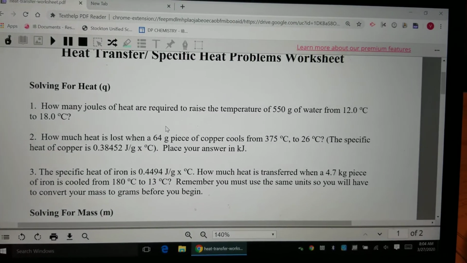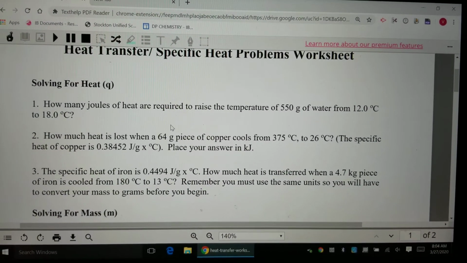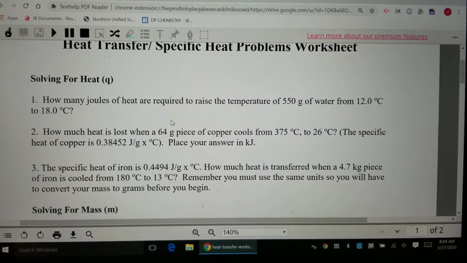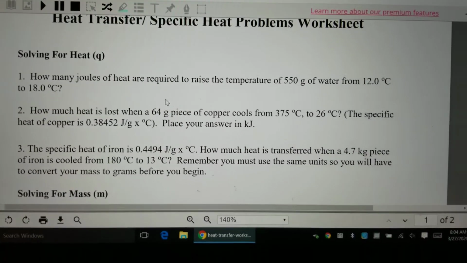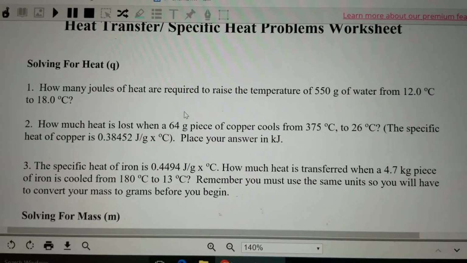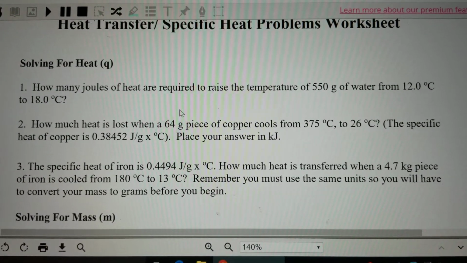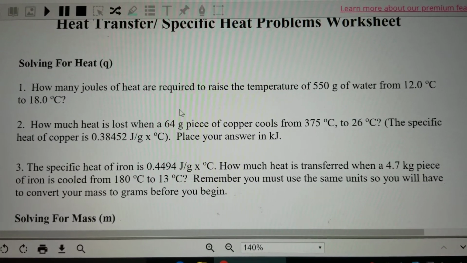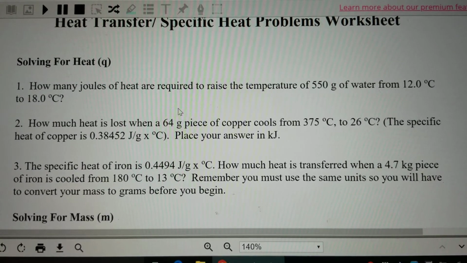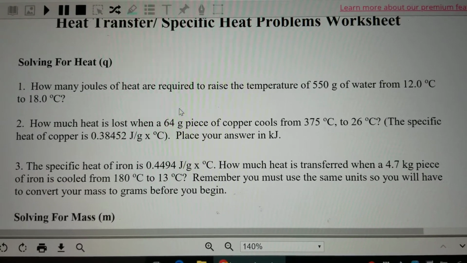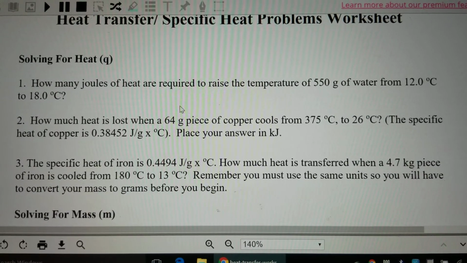All right, guys, let's go ahead and look at this first part of the assignment, okay? Looking at 1 through 3. 1 through 3 is only asking for heat. They're all pretty simple and straightforward. The only thing that's coming up is that if the temperature goes up, then it's going to have a positive value for Q because it's going to be an endothermic reaction.